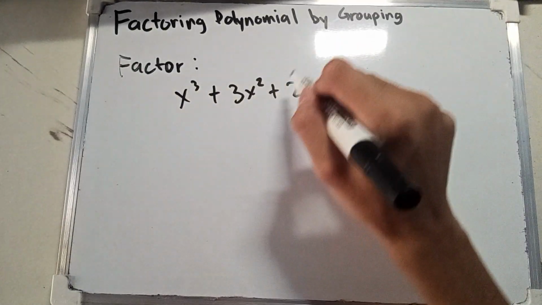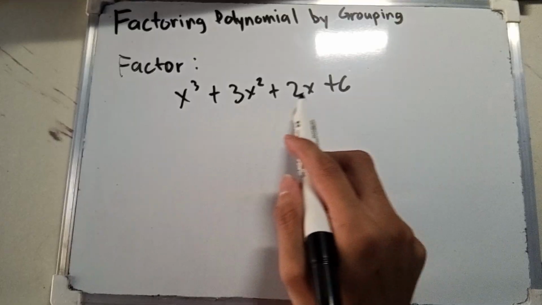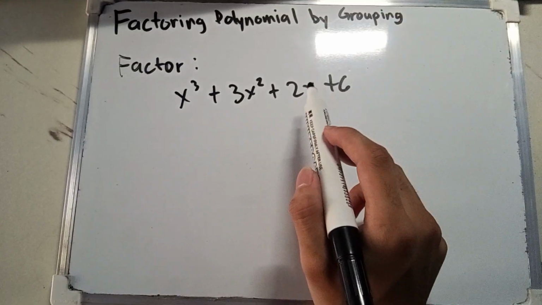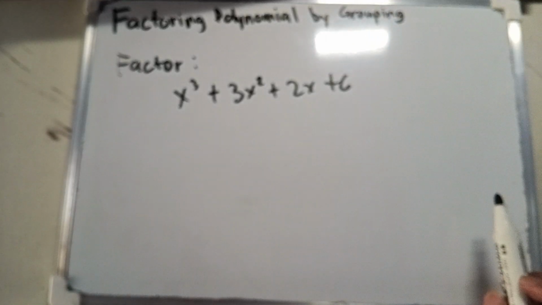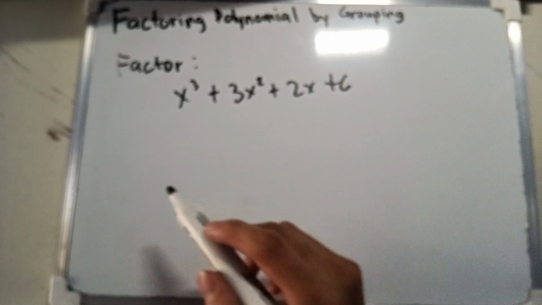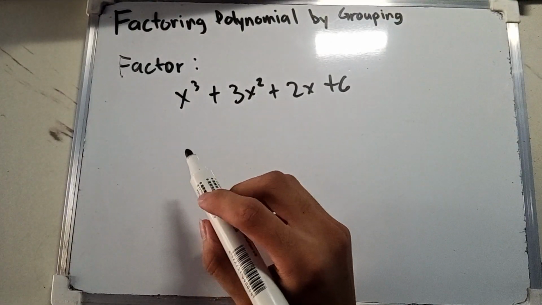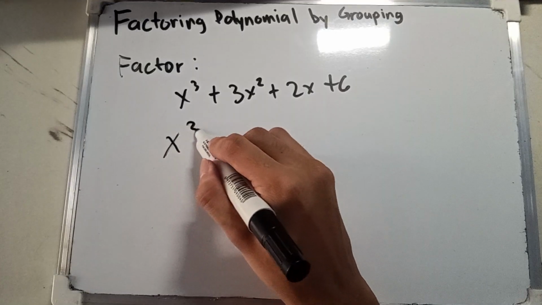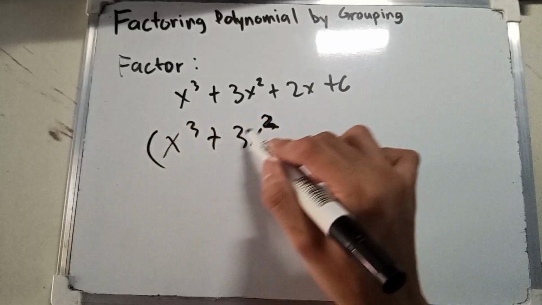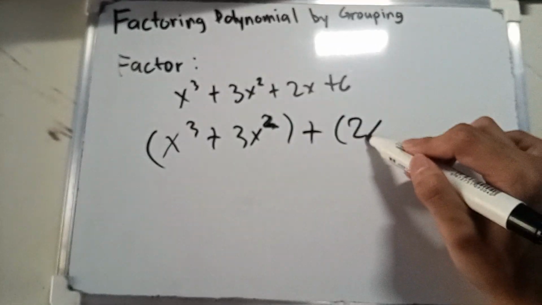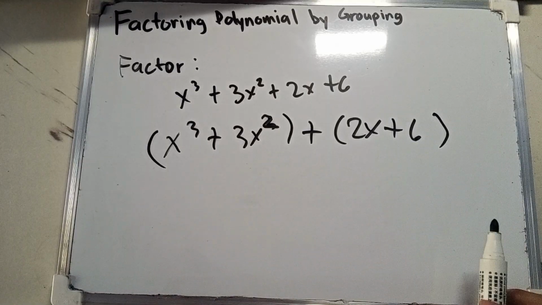So this is a pair and this is a pair. This has a common binomial factor and this also has a common binomial factor. So meaning we can use grouping. Okay, so let's begin. First we need to group this polynomial. So this is our first group and this is our second group. Now we need to factor out the common binomial factor.